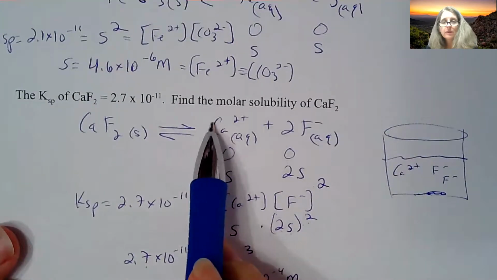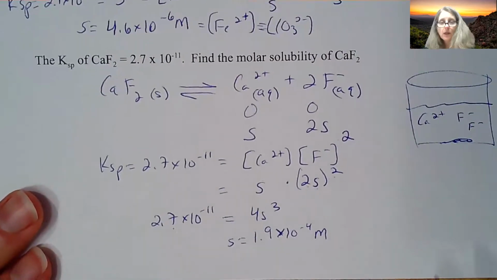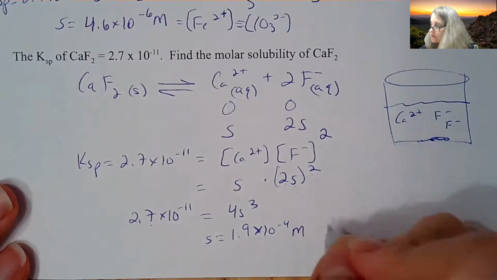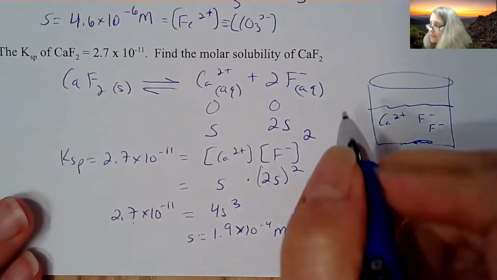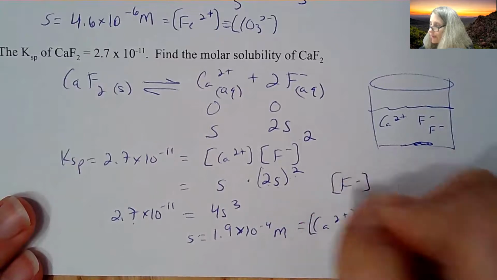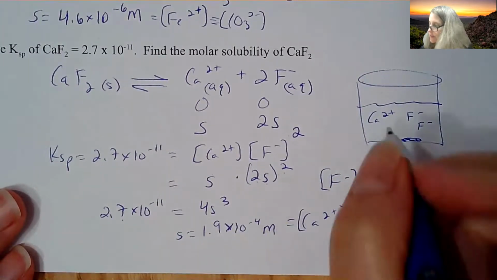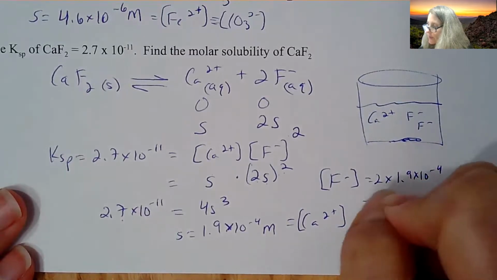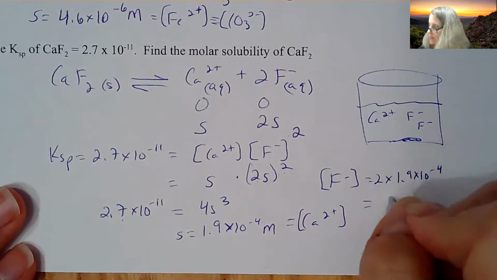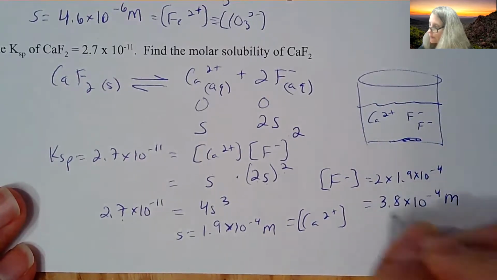Okay, and again, molar solubility means this is going to be molarity. This is going to be molarity. So what is the concentration of calcium? Is that, but what is the concentration of the fluoride? Well, that's going to be twice that. So it's going to be 2 times 1.9 times 10 to the negative 4th. So that comes out to be 3.8 times 10 to the negative 4th molarity.